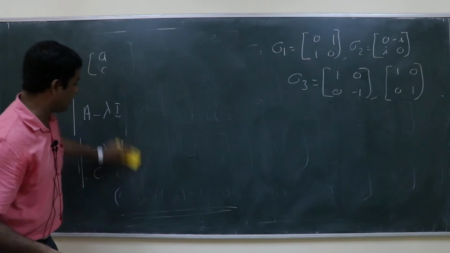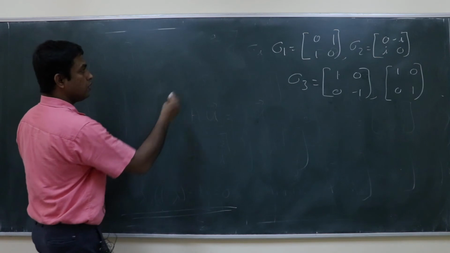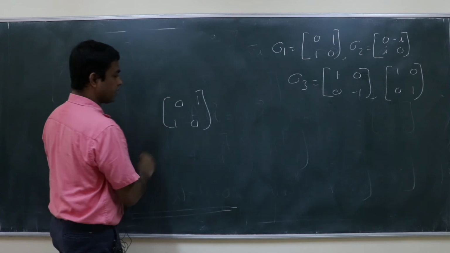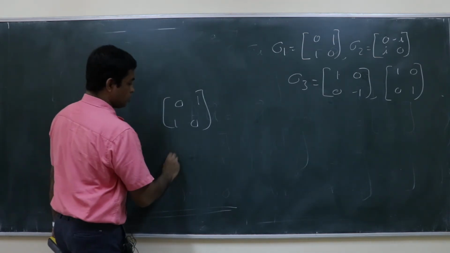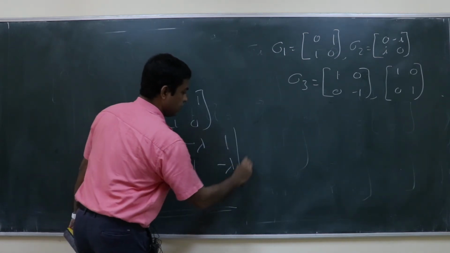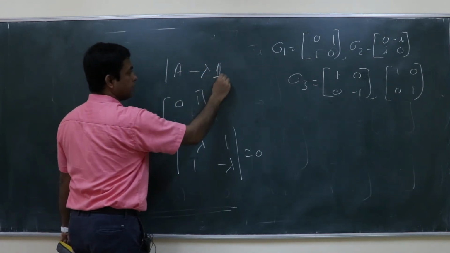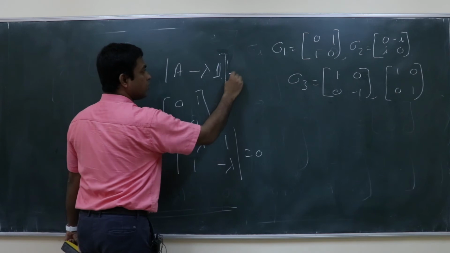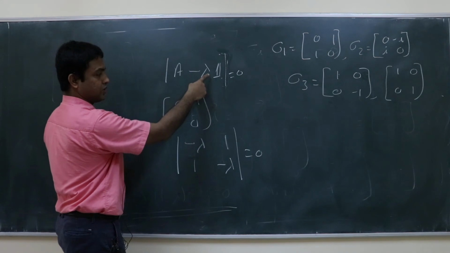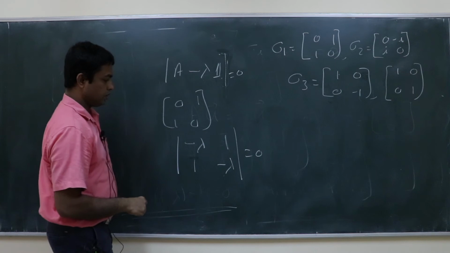Let us find its eigenvalues and eigenvectors. The matrix is 0, 1, 1, 0. What is the characteristic equation for this? I have to write minus lambda, 1, 1, minus lambda, equal to 0. What you have to do is A minus lambda I, where I is the identity matrix, and set the determinant equal to 0. Basically I have to subtract lambda from the diagonal elements. That's all you have to do.